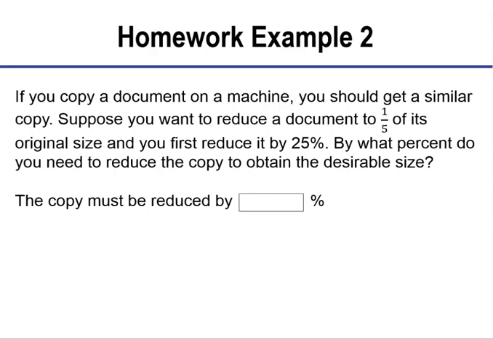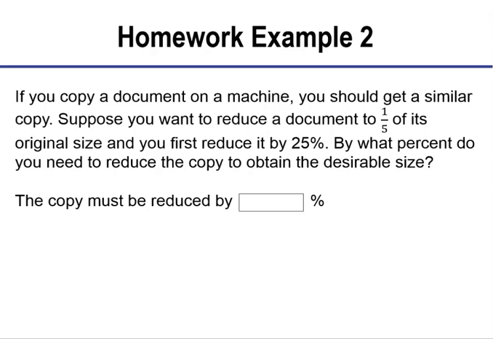Suppose you want to reduce a document to 1/5 of its original size, and you first reduce it by 25%. We want to know by what percent, so this time it asks for percent. By what percent do you need to reduce the copy to obtain the desirable size? I think it's worth pausing and really investigating this, so you could potentially run into some of the issues that I ran into. But in case you're just going to hang with me, let's talk about it.